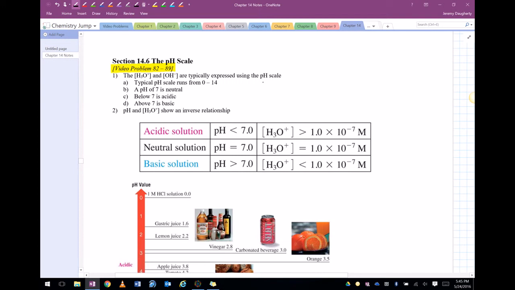Typically we express hydronium ion and hydroxide ion on the pH scale. Now you think of it running from 0 to 14, but you can actually have negative pH, and you can have a pH greater than 14. In everyday life you don't run into those too often, but here in the lab we do. So what's neutral? Well, pH of 7 is neutral.